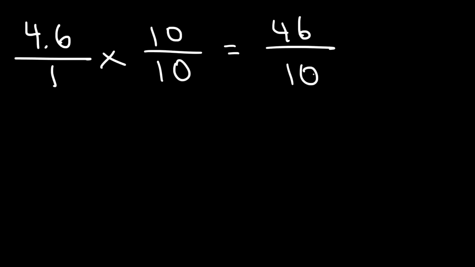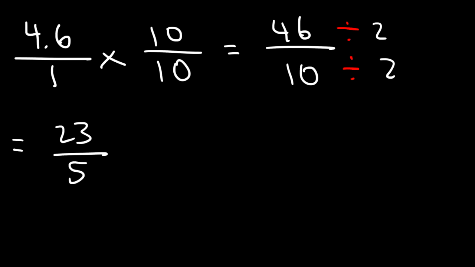And now let's simplify. So we have two even numbers. Let's begin by dividing both numbers by 2. So half of 46 is 23. Half of 10 is 5. So this is the answer as an improper fraction. But let's go ahead and convert it into a mixed number. So how can we do that? There's different ways of doing this. I'm going to show you 2 ways, and then you can pick and choose which way you prefer.